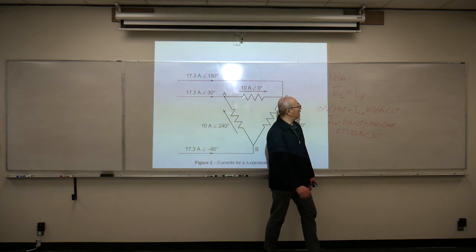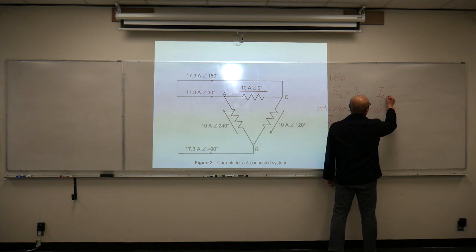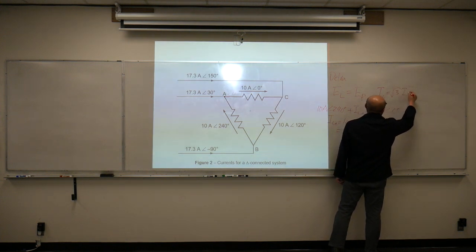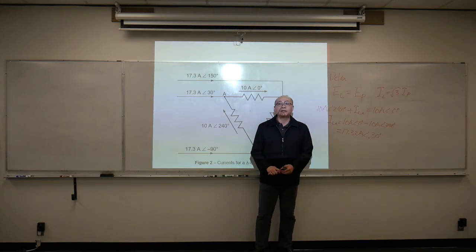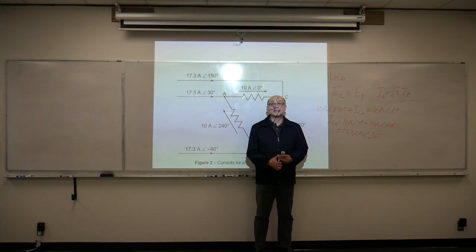So the next formula is going to be this, the basic relation between voltage and current in a delta system.